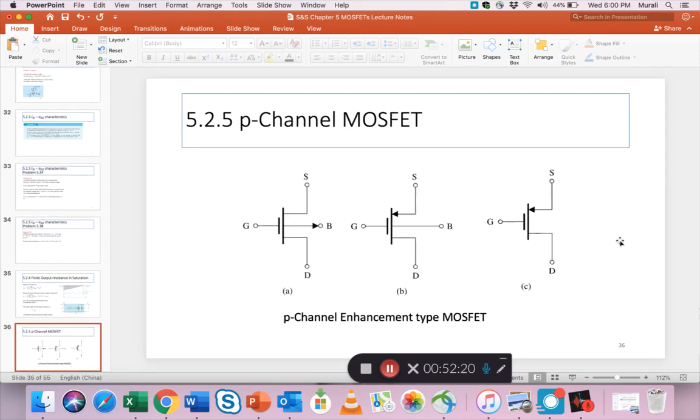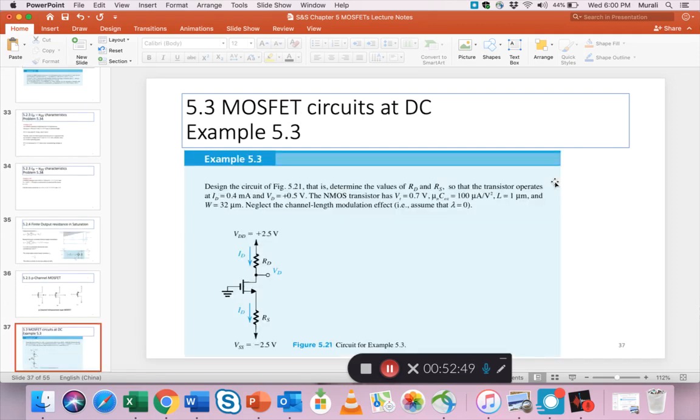Let me move to slide 36. Slide 36, we bring the circuit symbol for a MOSFET, and you'll see that for a PMOSFET, similar to a PNP BJT, the arrow points inwards. Previously for an NMOSFET, it was pointing outwards, so that's one of the differences. So remember this symbol.